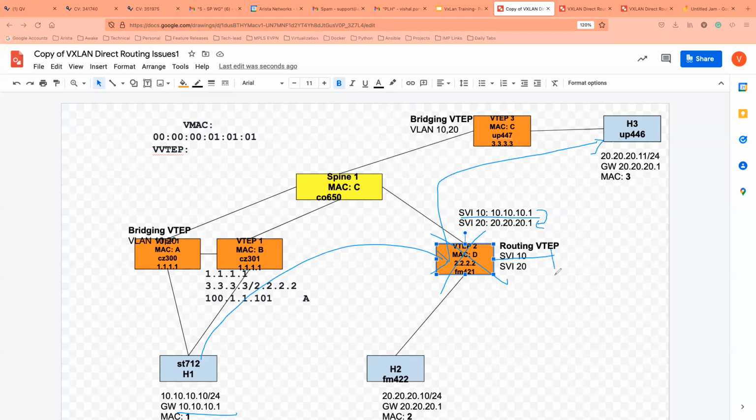We can have an MLAG pair, just to make sure that if one VTEP fails, the other VTEP will take care of it. But if both VTEPs fail, or there is a bug on both the switches, or any issue with this DC, we'll lose connectivity between different VLANs, inter-VLAN. Is it clear?